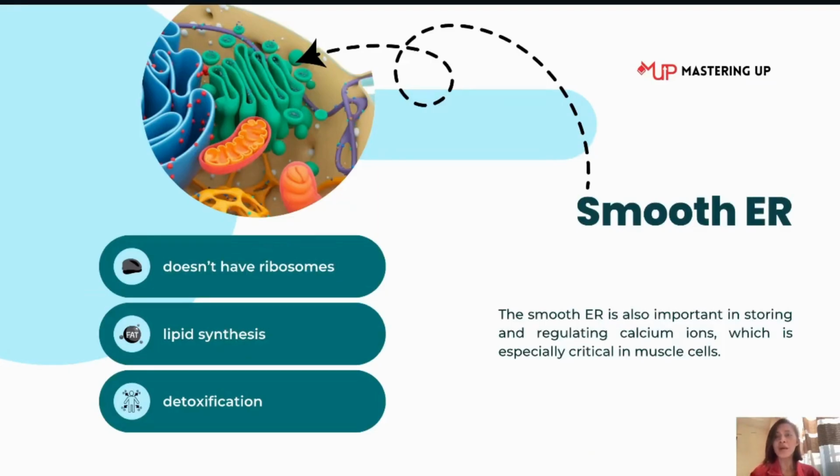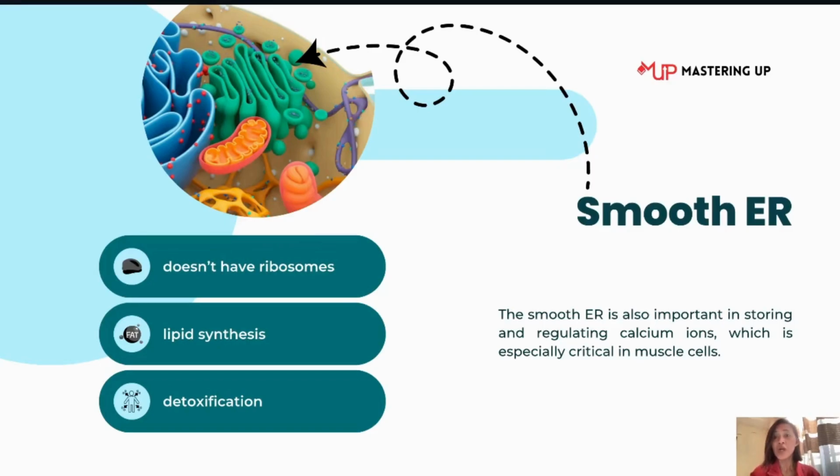Now let's talk about the smooth endoplasmic reticulum, or SER. Unlike the rough ER, the smooth ER doesn't have ribosomes, so it looks smooth under a microscope. The smooth ER is involved in lipid synthesis, which means it helps create fats, oils, and other important molecules like phospholipids, which make up cell membranes.